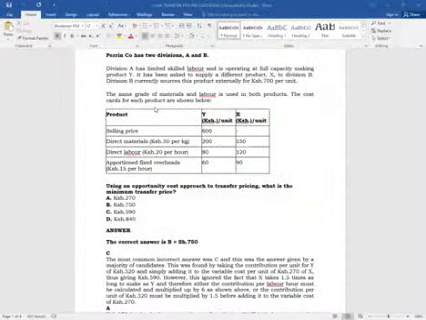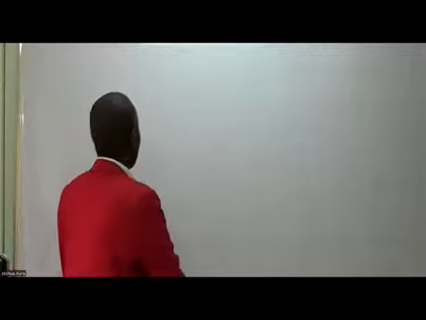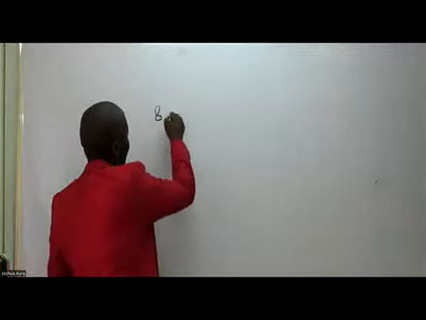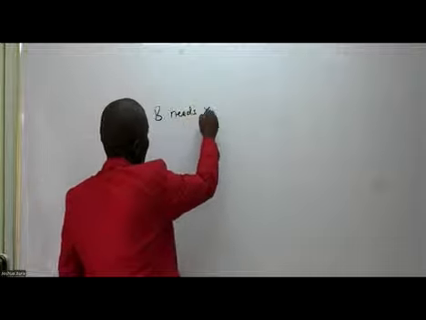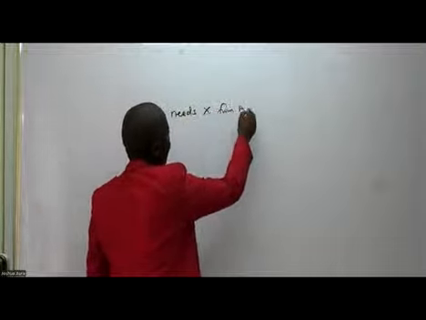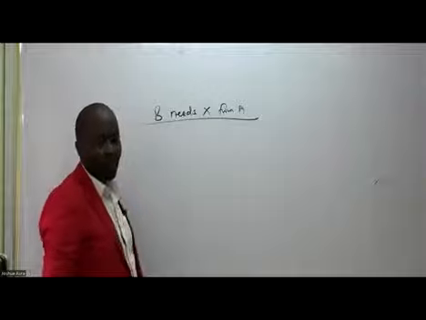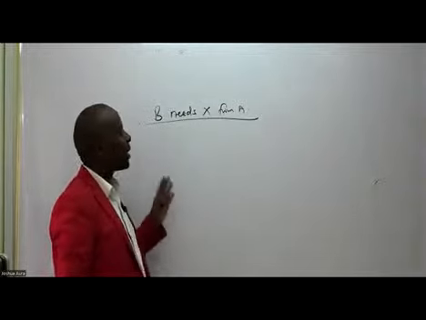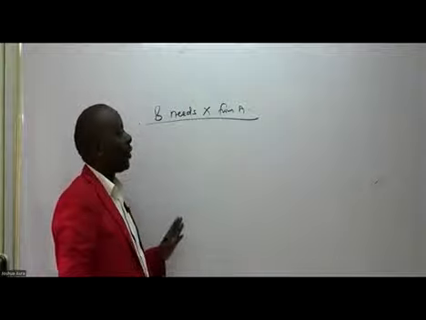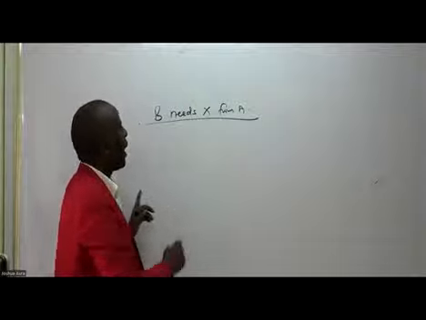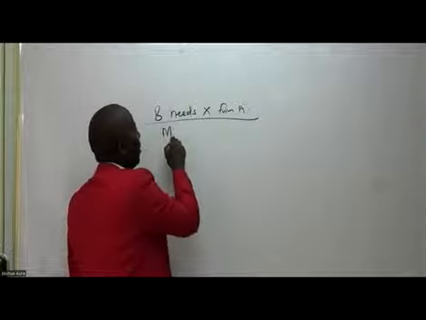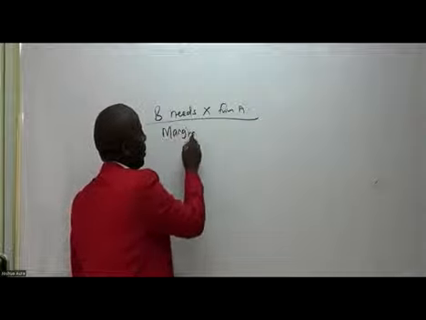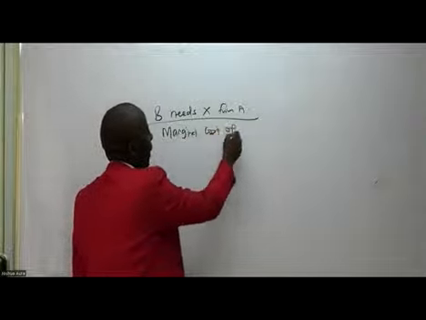So we have A and B. In this case, B has made a request. B needs X from A. So how much will X cost? The first thing that I'll do is calculate the marginal cost of X.